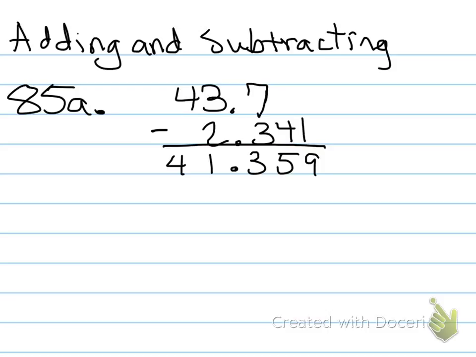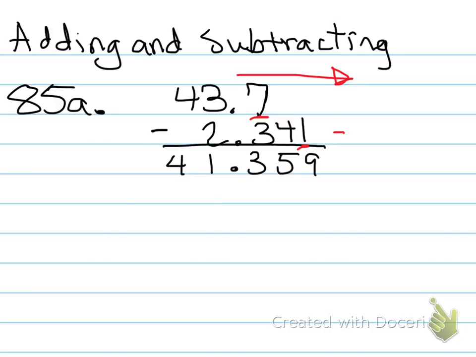Significant figures are a little different when we're adding and subtracting. So I'm doing 85A, and when adding and subtracting, we are looking at place values. So the more you go to the right, the more precise our numbers are. Okay, so in this case, 2.341 is a lot more precise than 43.7 because 43.7 only goes to the tenths place. 2.341 goes all the way to the thousandths place.